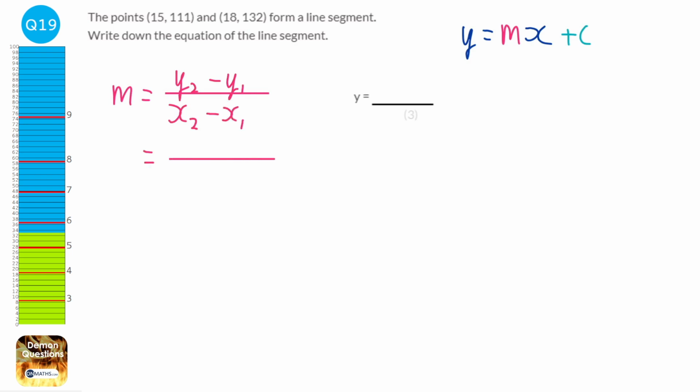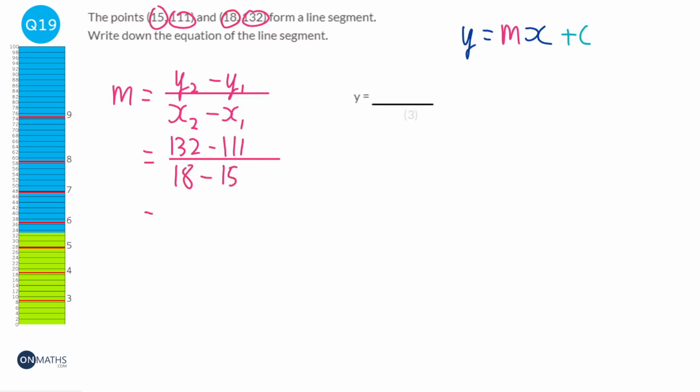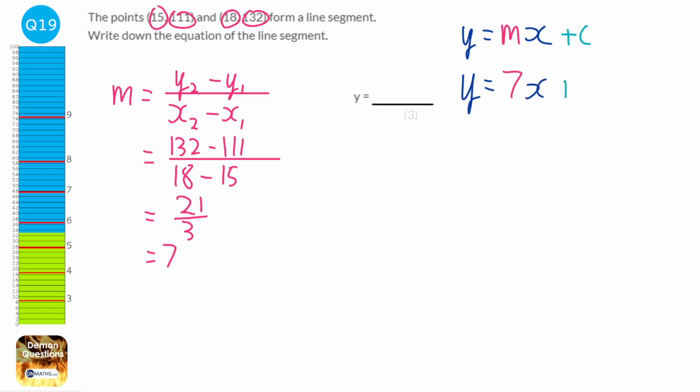And so that's going to be the second x-coordinate, 132, take away the first x-coordinate, which is 111, and then the second x-coordinate, which is 18, take away the first x-coordinate, which is 15. And when you do that, you get 21 over 3, which is 7. So we can rewrite our equation now because we know what m is. We know that m is 7, but we still don't know what c is.